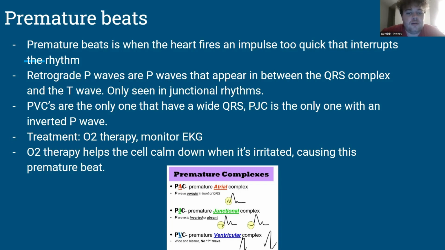PVCs are the only premature beat that has a wide QRS complex. PJCs are the only one with inverted P waves. Okay. Treatments for these: O2 therapy and monitor EKG. Most of the time, the reason these premature beats happen is because the heart's irritated in some way. Some way, shape, or form, those cells are mad. And O2 is going to help calm the cell down when it's irritated. That's what O2 is going to do.